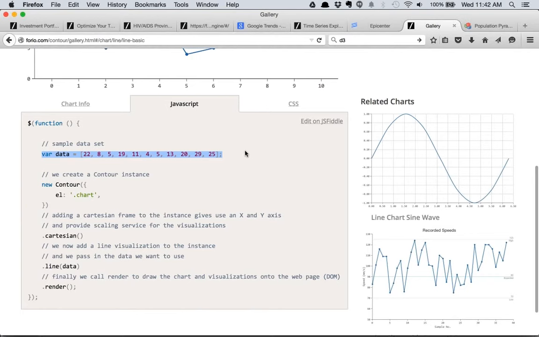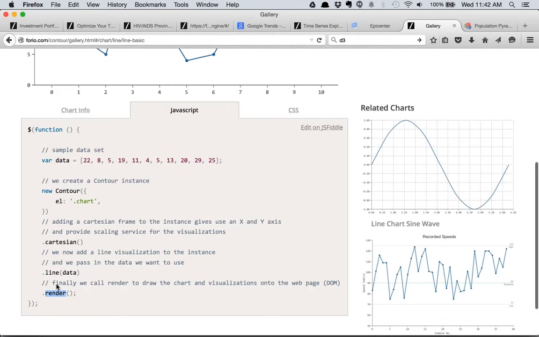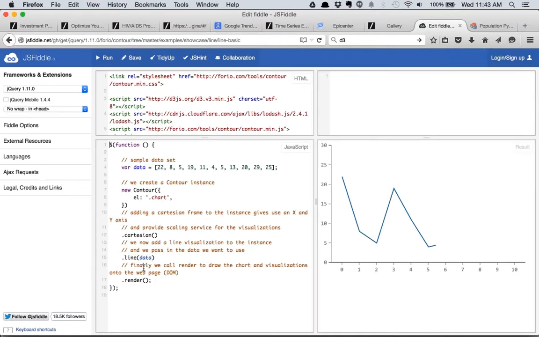I just give it the name of a data set, and I say new contour chart, and then I indicate where I want the chart to appear, and I say, use a Cartesian plane, draw it as a line chart, and render it, and that will do it. And I can easily change that to different chart types. So if I go in here, for example, and say instead of line, I want to use a bar chart, and I run that, now did I do that right? Maybe not. All right. Well, anyway, I can create different kinds of charts out of here within Contour.